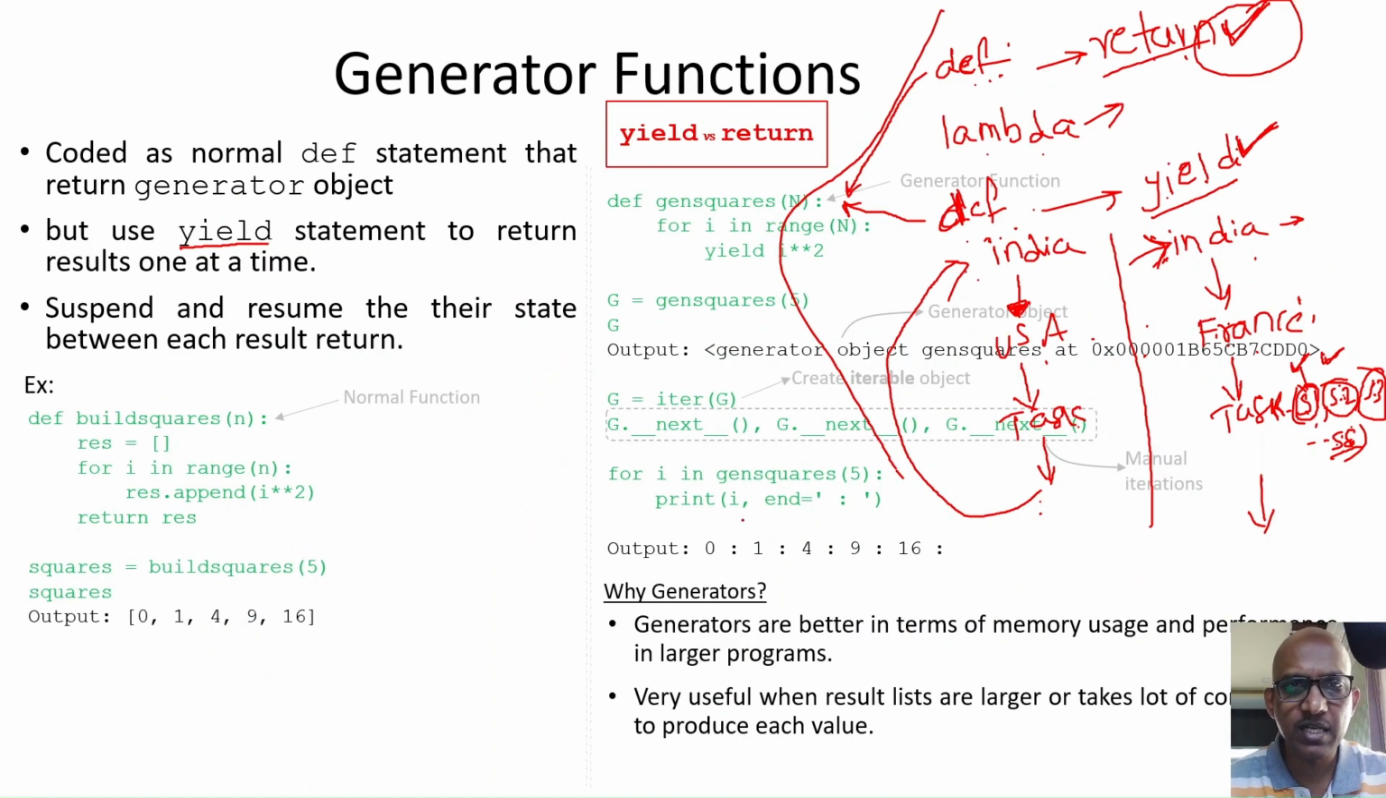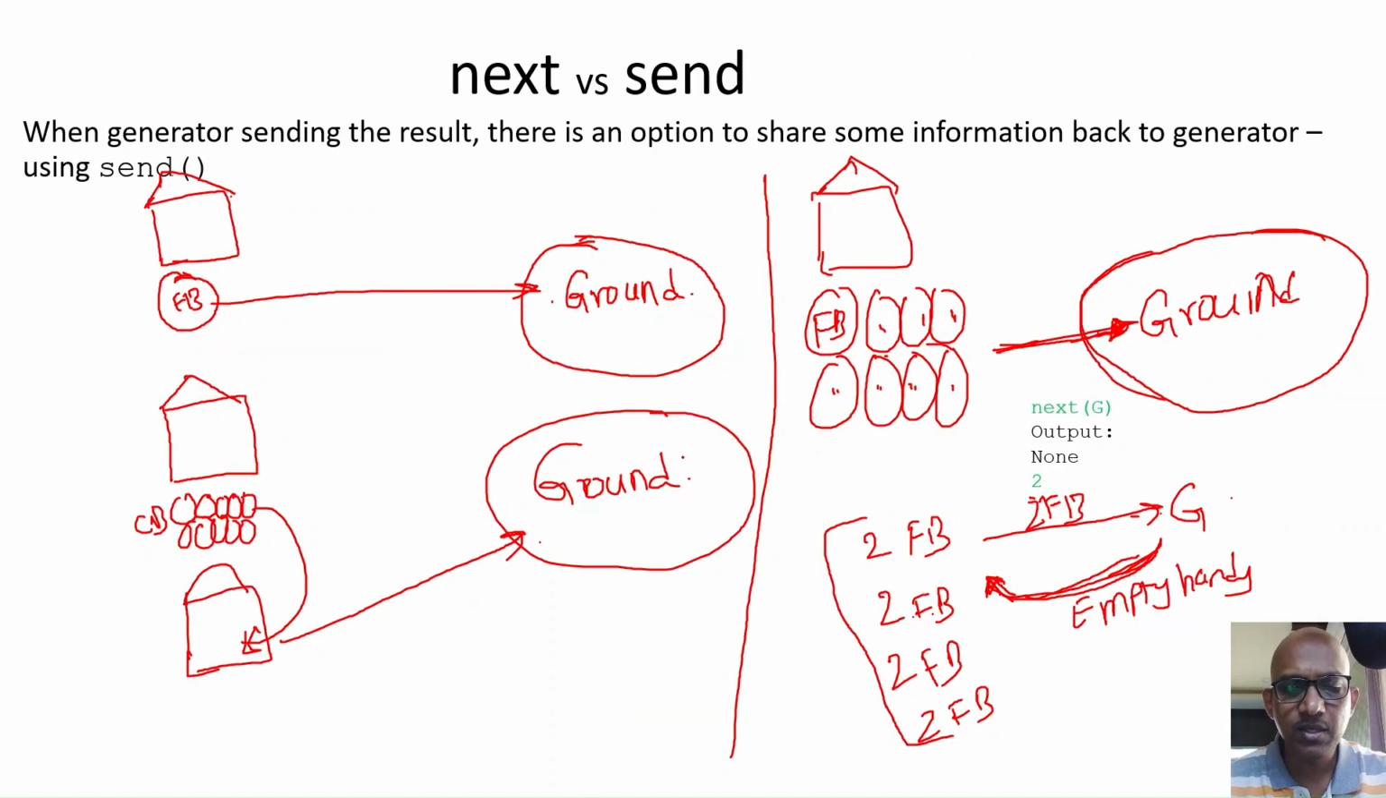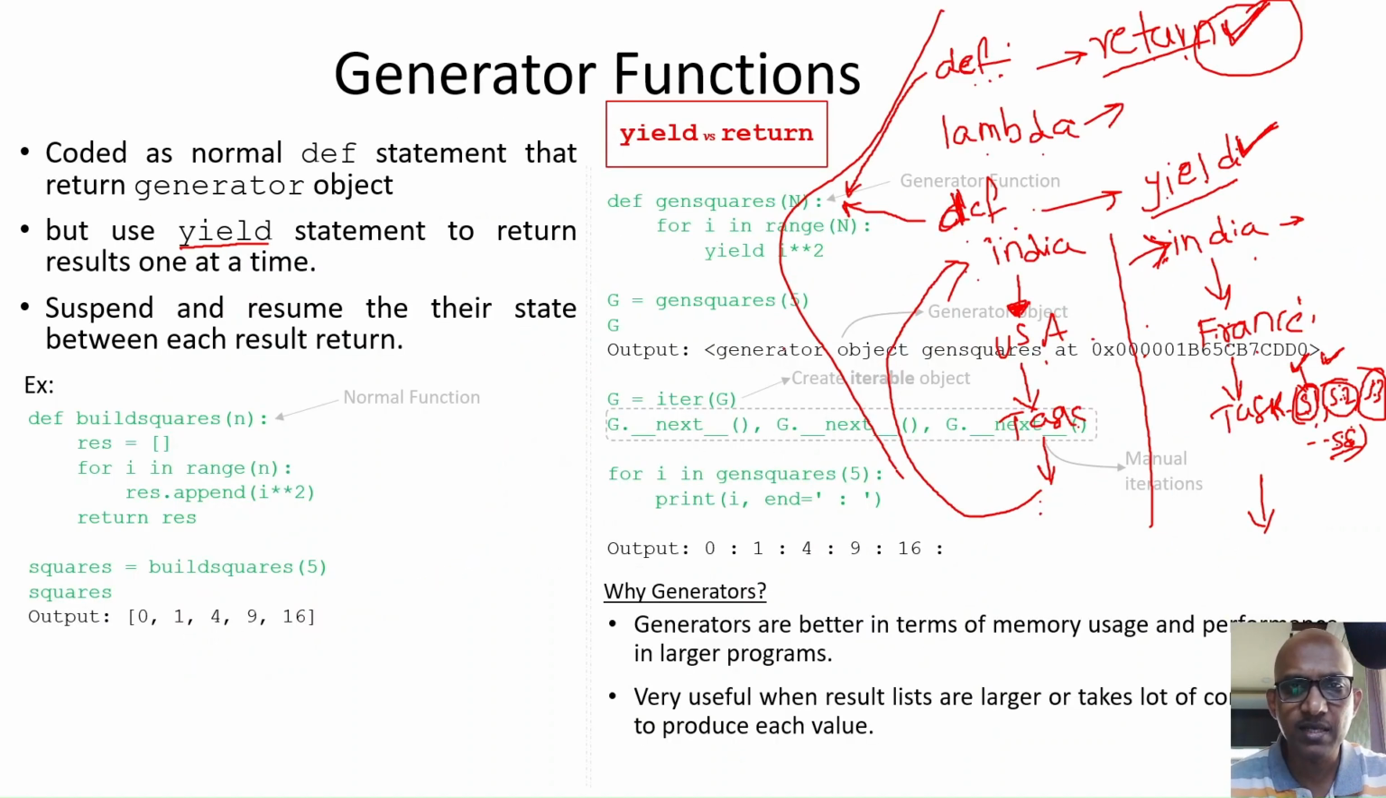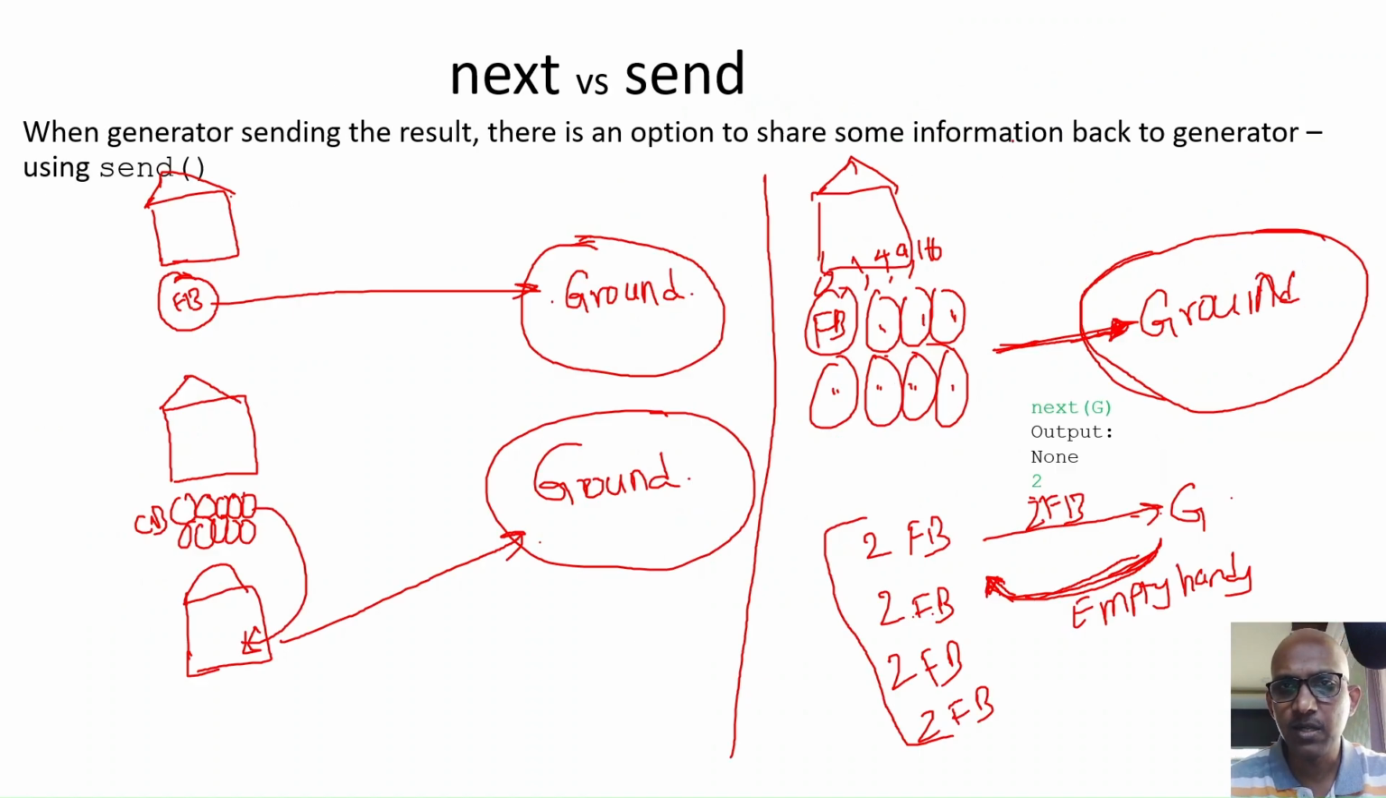First, whenever this builds gen squares, how many elements are expected? There are five elements: 0, 1, 4, 9, 16. So here also, rather than footballs, I have five elements called 0, 1, 4, 9, 16.